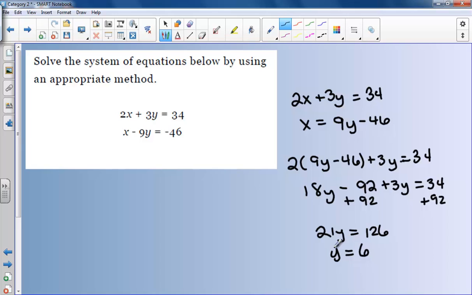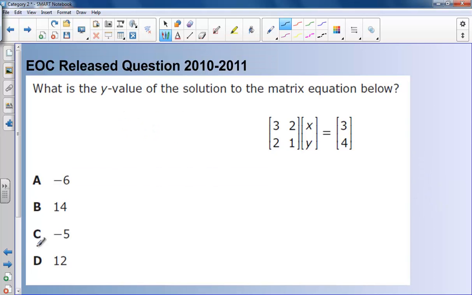Then I'm going to take that and substitute it back in right here. I've got x equals 9 times 6 minus 46. Oh, and that is minus 6. And it's 46, so 9 times 6 is going to give me 8. Anyways, yeah. Okay, so x is 8, y is 6, and again, you'll go back and check those.